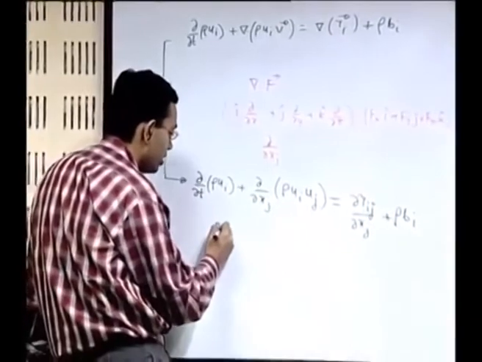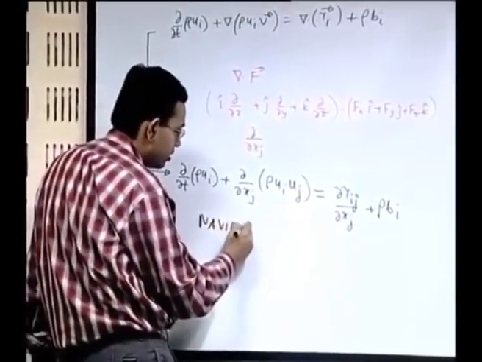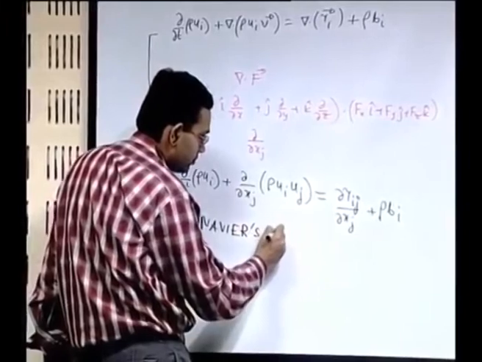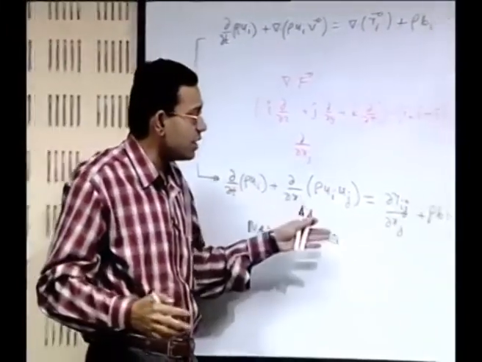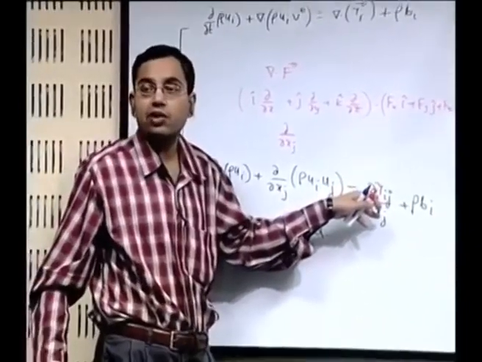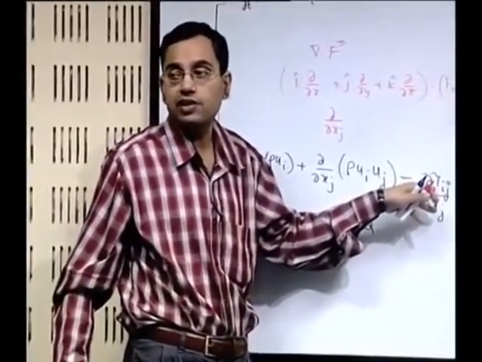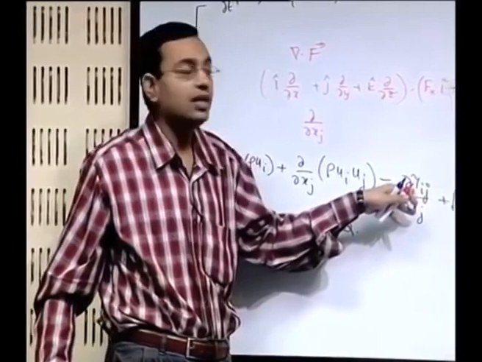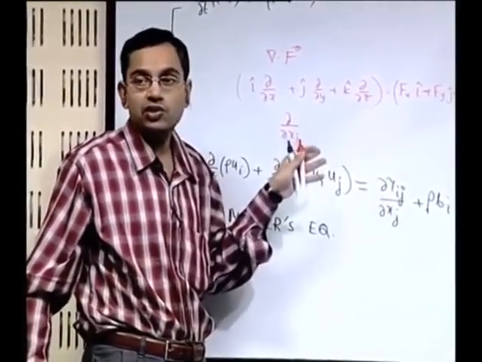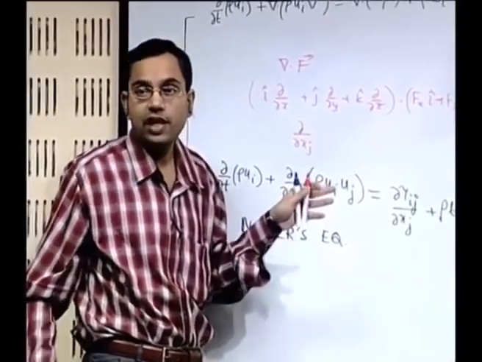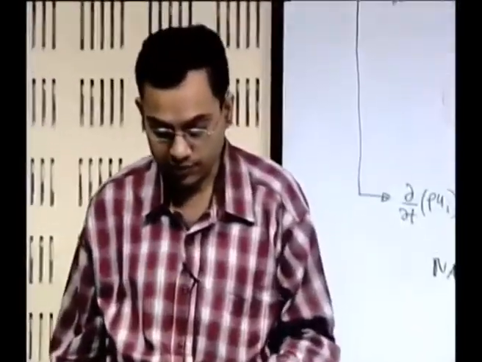This equation is known as Navier's equation of equilibrium. This equation is not itself complete because we have not specified what tau ij is, and that depends on how we can relate the behavior of the fluid in terms of its stress response to the rate of deformation, and that we will see in the next class.